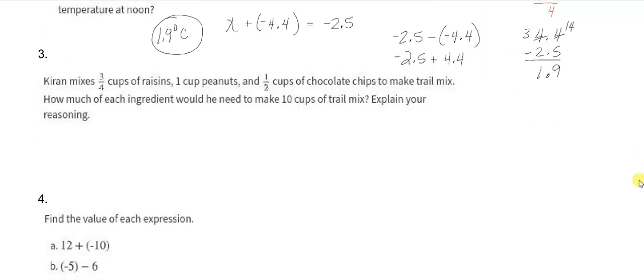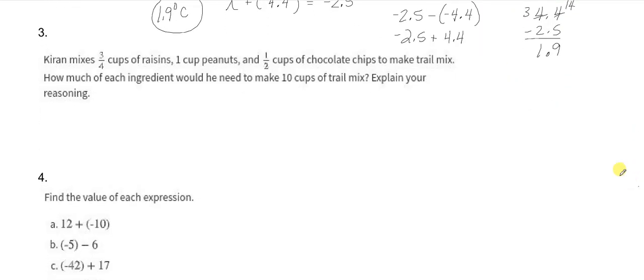Alright, let's look at number 3. Kieran is mixing 3/4 cup of raisins, a cup of peanuts, and a 1/2 cup of chocolate chips to make trail mix. How much of each ingredient will be needed to make 10 cups of trail mix? Okay, so we have 3/4 of raisins, and then we've got peanuts, which is taking a full cup, and then we've got chocolate chips.